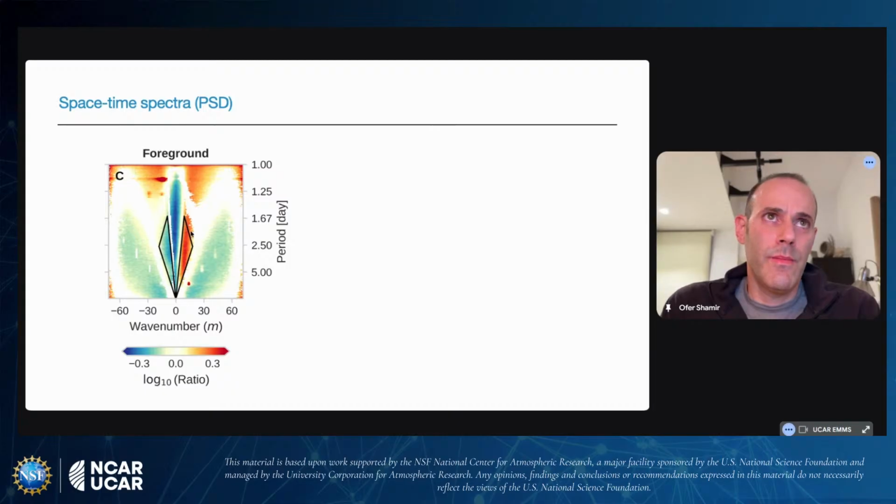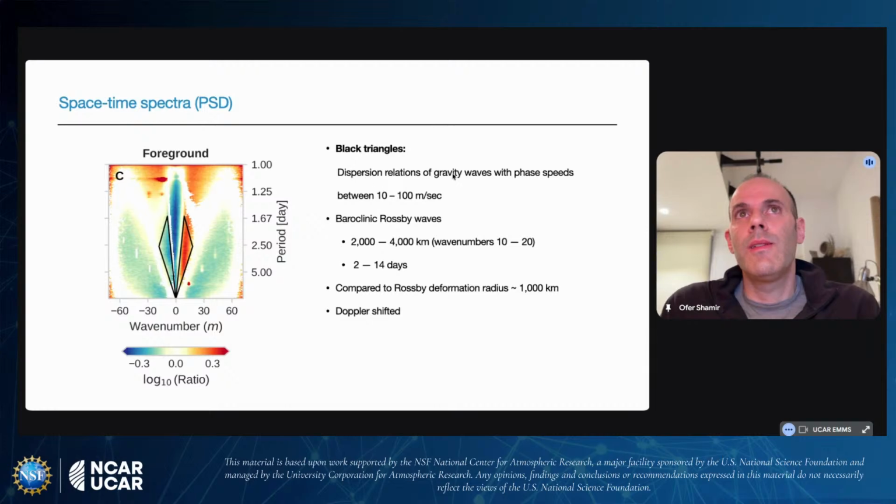So let's start with the triangles. These triangles correspond to gravity waves with phase speeds of between 10 and 100 meters per second. And considering the scales, they are most consistent with baroclinic Rossby waves with wavelengths of between 2,400 and 4,000 kilometers, or wave numbers 10 and 20, and periods of between 2 and 14 days. And if we compare it to the Rossby deformation radius, which is at most 1,000 kilometers but probably less, then this is why their dispersion relation is similar to that of gravity waves. And we can really identify these regions as baroclinic Rossby waves.